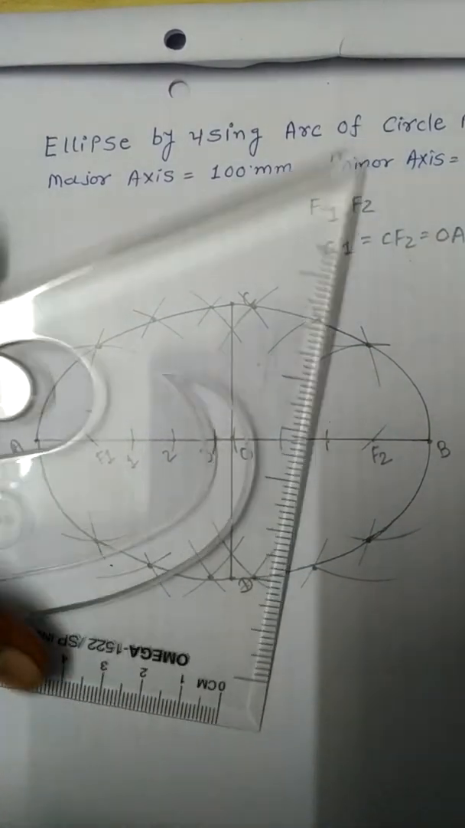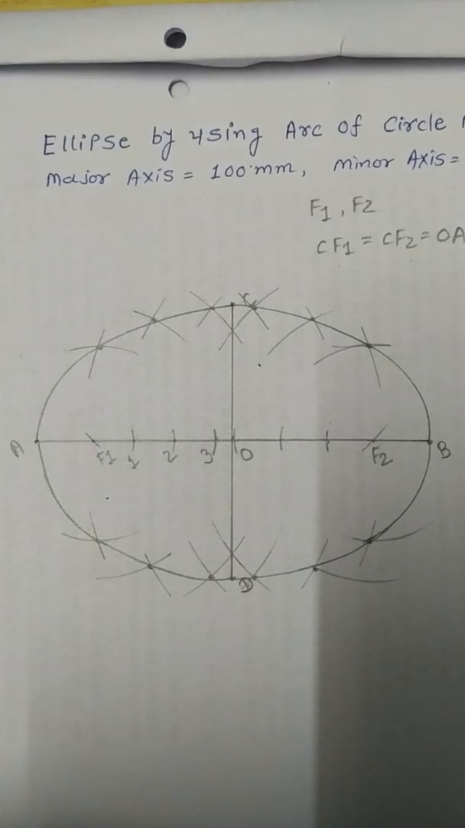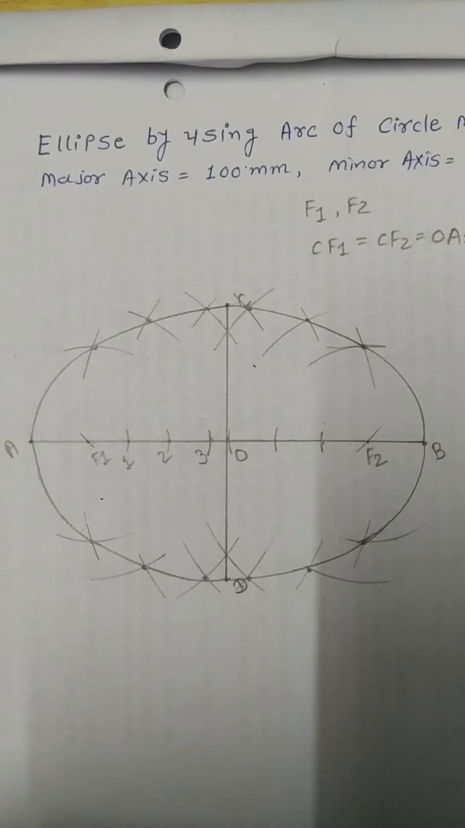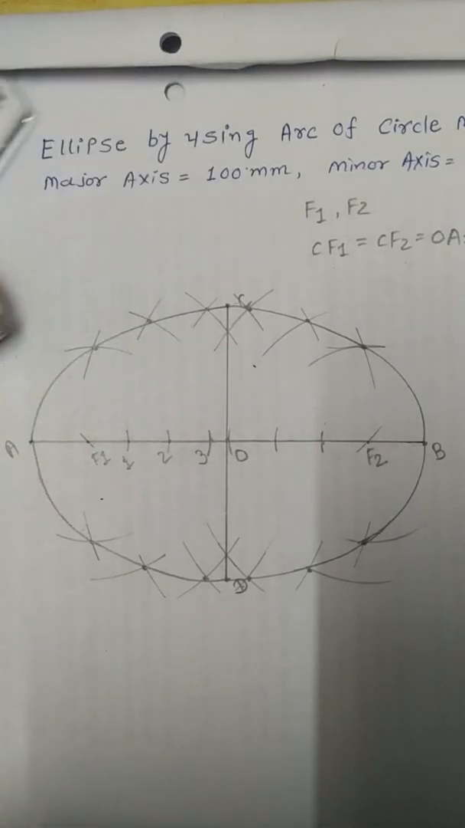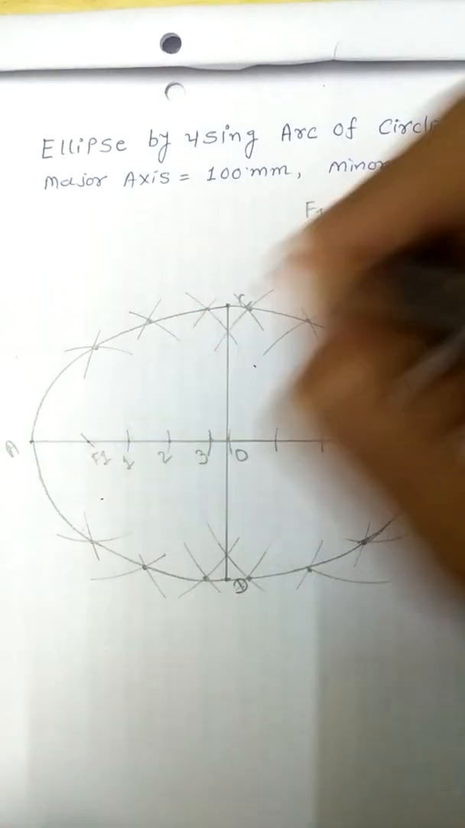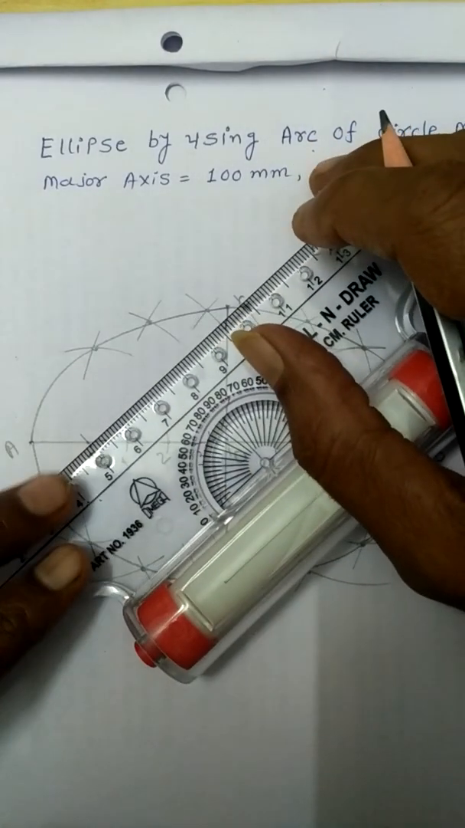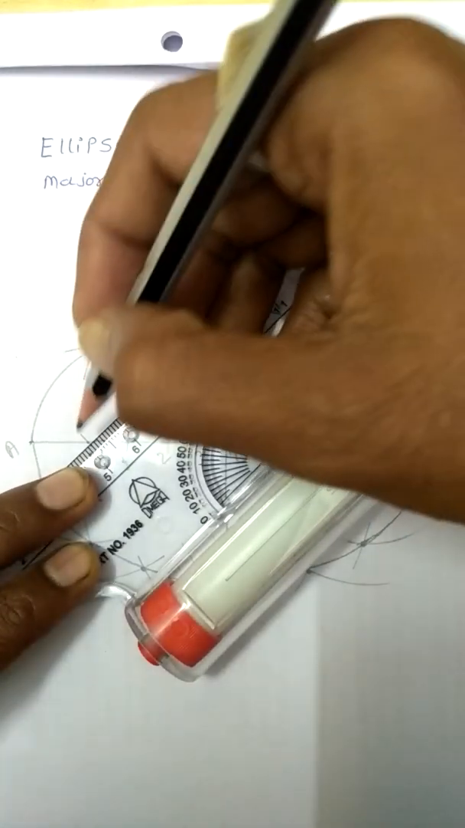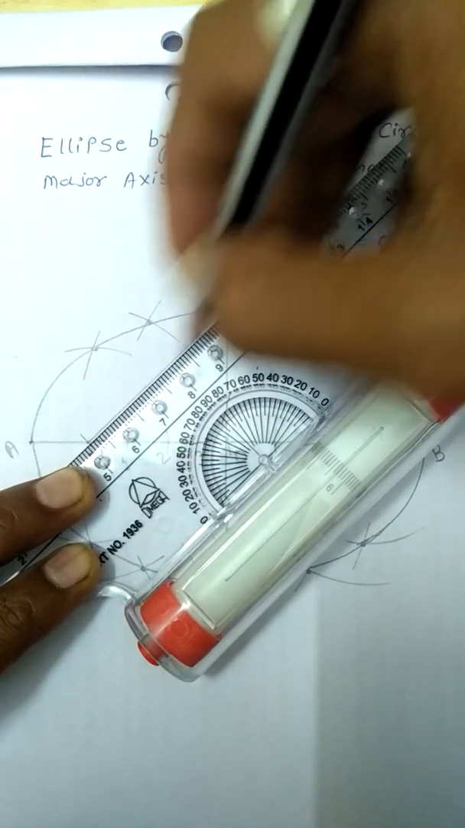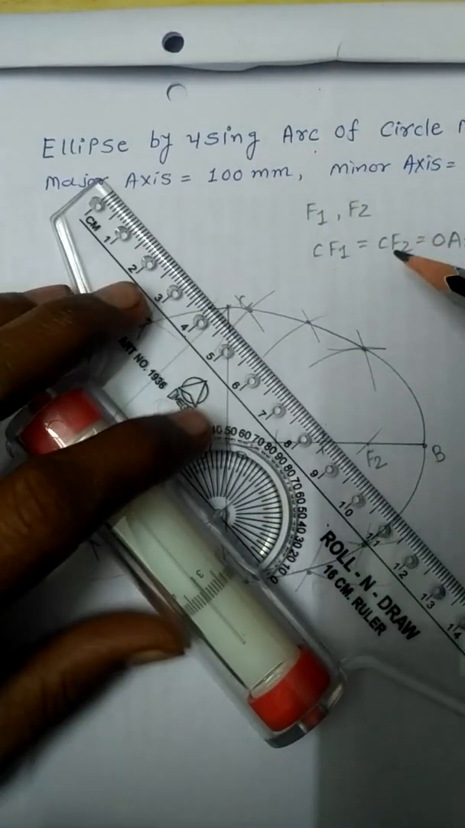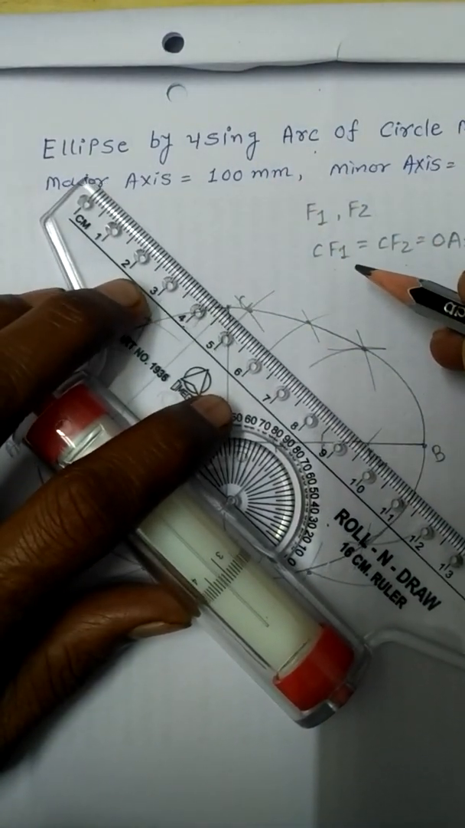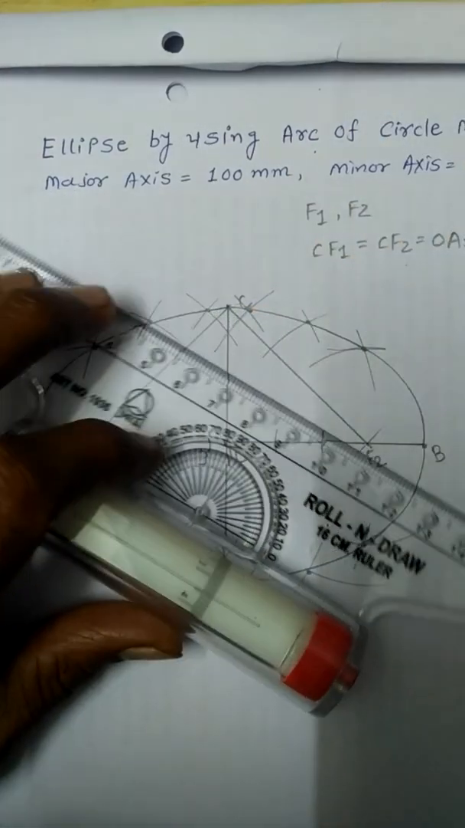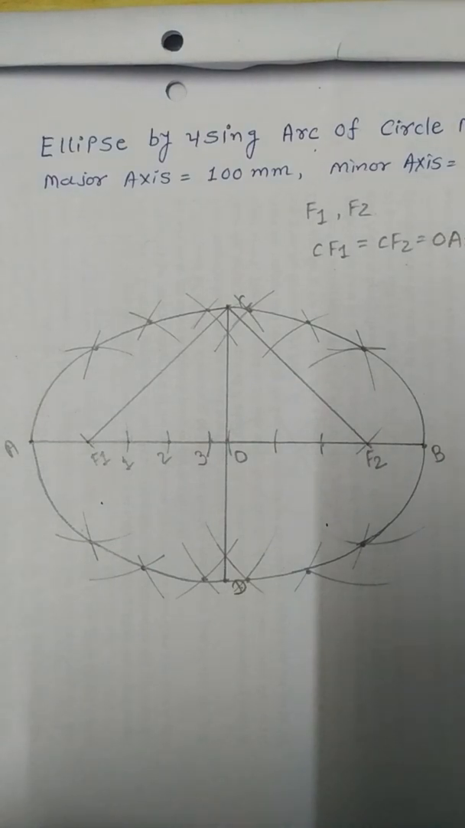Okay, so make it correct. So it's an ellipse by using the arc of circle method. Okay, for our convenience, you can mention CF1 and CF2 if it is required to plot. Otherwise it will do. So it's an ellipse, distance CF1 is equal to distance CF2, both are similar. Clear? So it's the arc of circle method.